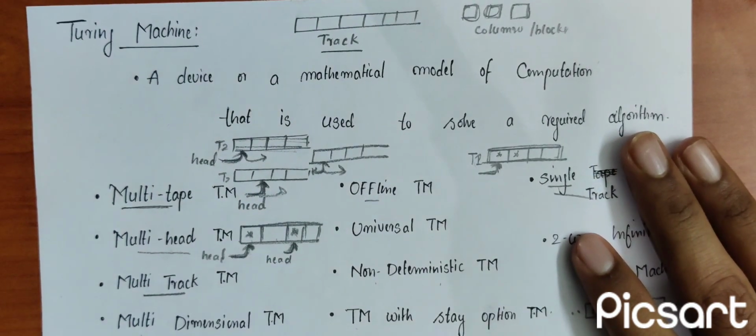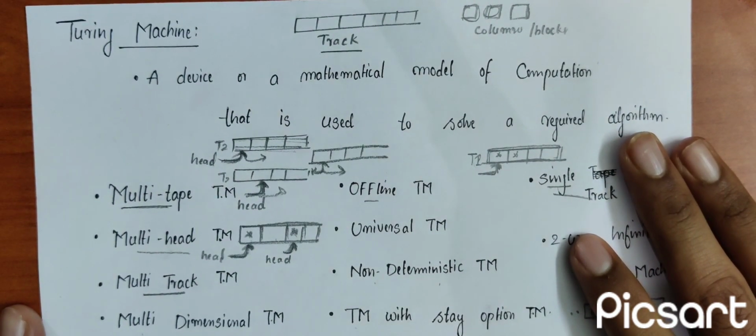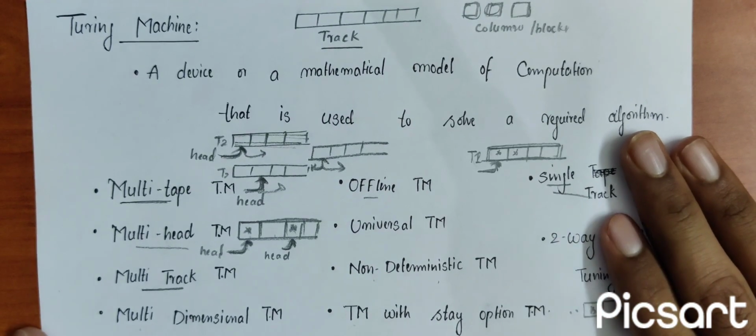We all know that a Turing machine is a device which is used to solve mathematical problems based on their complexity, and different algorithms require different types of Turing machine.